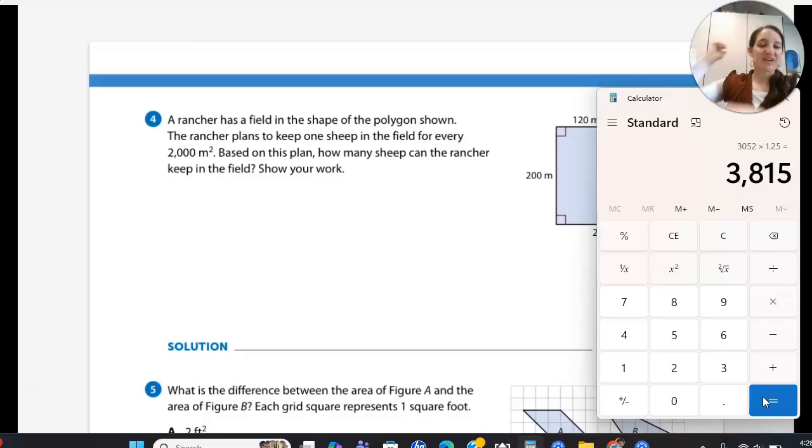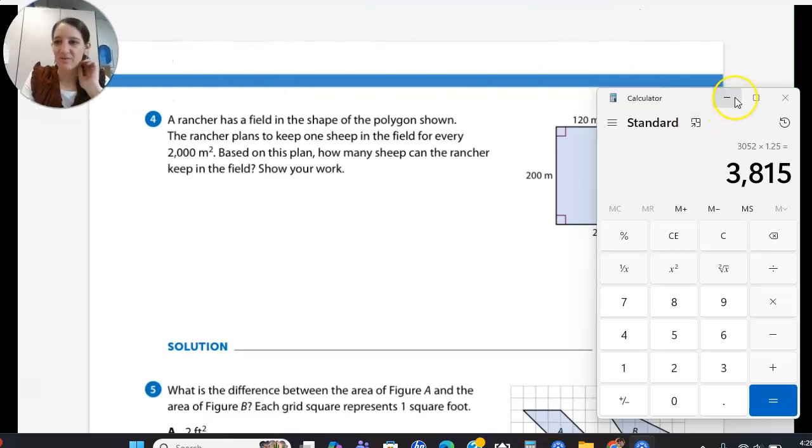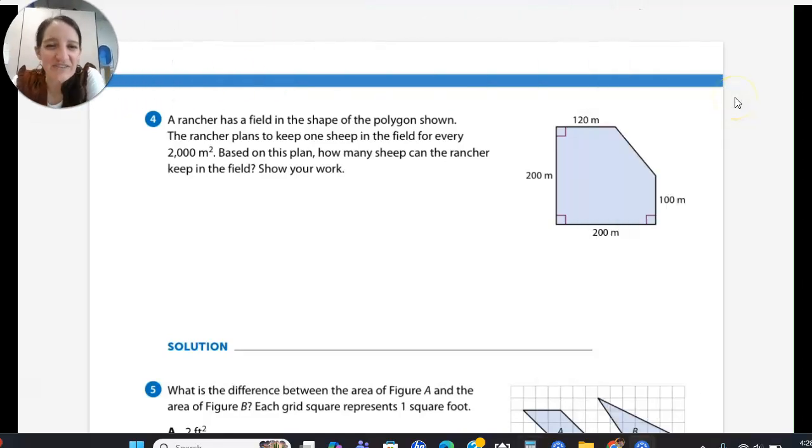All right. A rancher has a field in the shape of a polygon. I'm going to get rid of this calculator for a minute. First, maybe I'll move myself over there. Okay, bye, calculator. A rancher has a field in the shape of the polygon shown. The rancher plans to keep 1 sheep in the field for every 2,000 square meters. Based on this plan, how many sheep can the rancher keep in the field?